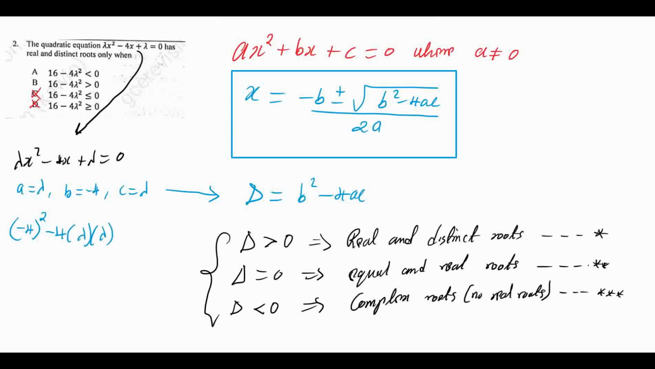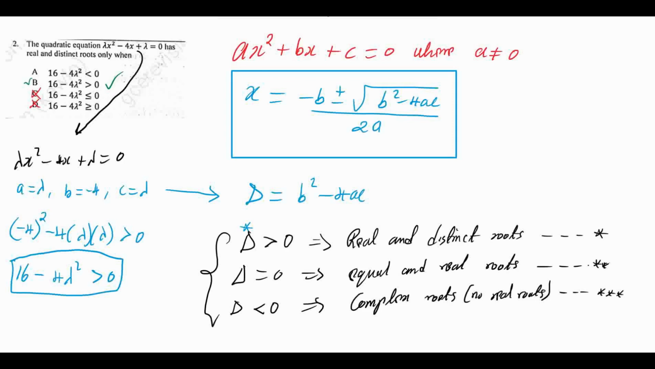So the condition that we're dealing with is this one. We need this to be greater than 0. So we have negative 4 squared, which is 16, minus 4 lambda squared, should be greater than 0. So this is the condition. This is our answer. So we look at it, and we see that the correct option there is option B. Option B is the correct option.